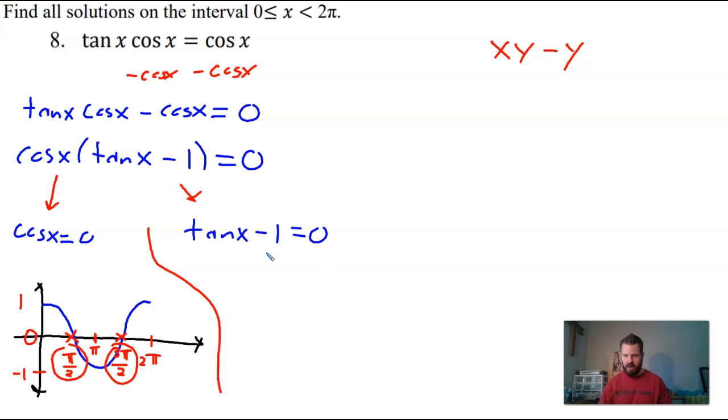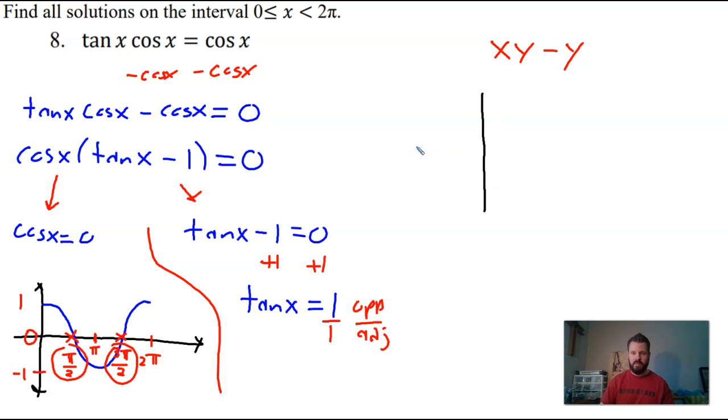All right, for the tangent x minus 1 equals 0, we're going to add 1 to both sides. So I want to know where tangent x is equal to 1. There's a couple ways we can do this. I don't have to do this with a graph, just because that 1 we can think of as 1 over 1, and I can have a triangle with an opposite over adjacent of 1 over 1. That's my 45-45-90 right triangle. So I can go to my angles and stay in position for this one.